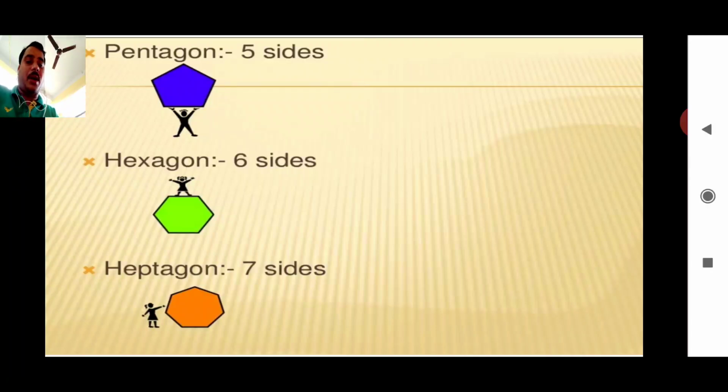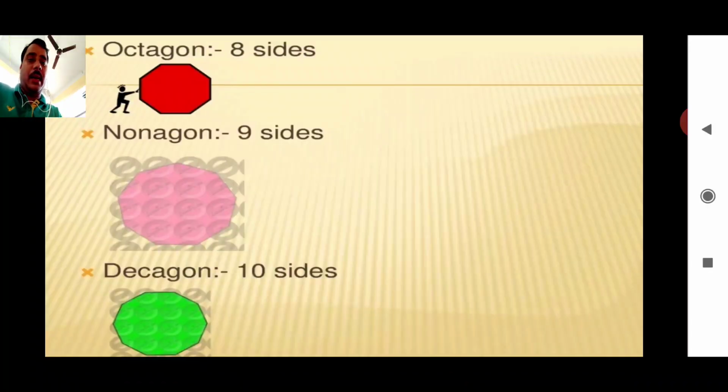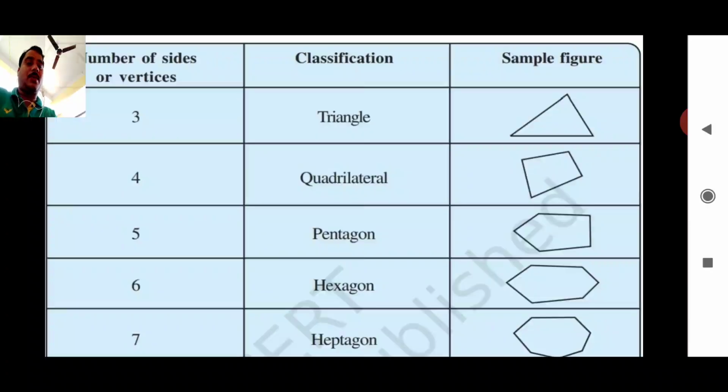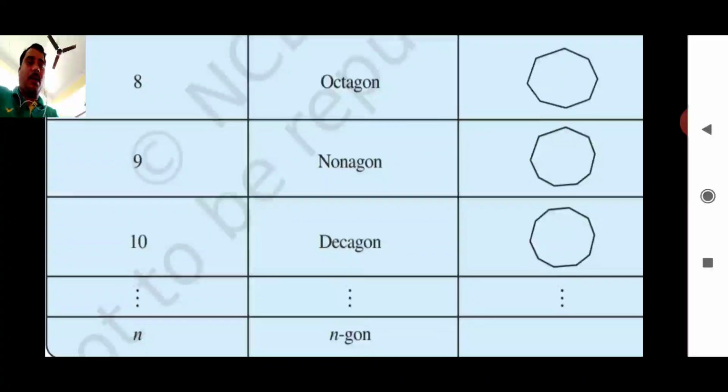7 sides, heptagon. 8 sides, octagon. 9 sides, nonagon. 10 sides, decagon. This is also represented in tabular form. 3 sides triangle, 4 sides quadrilateral, 5 sides pentagon, 6 sides hexagon, 7 sides heptagon, 8 sides octagon, 9 sides nonagon, 10 sides or 10 vertices decagon, and if there are n sides or n vertices, then it is known as an n-gon. Okay.